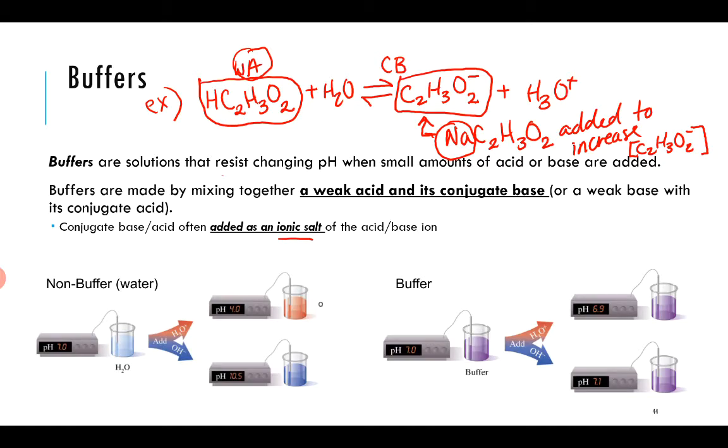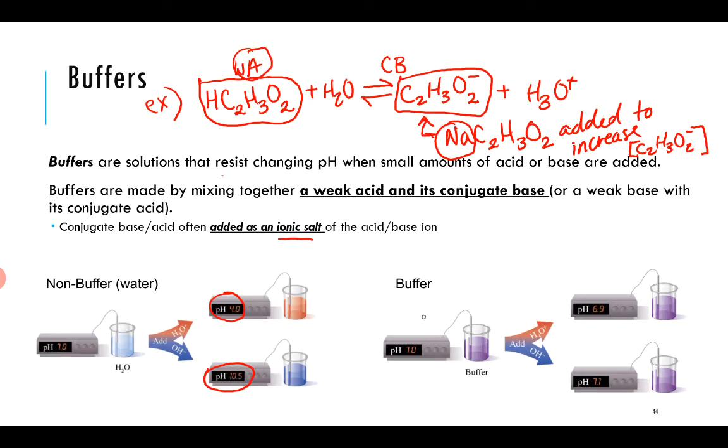So let's look at how the solution resists change in pH. If we had neutral water, which is not a buffer, and added H3O+, it would drastically change the pH and make it very acidic. If we added OH- ions, it would make our pH very basic.